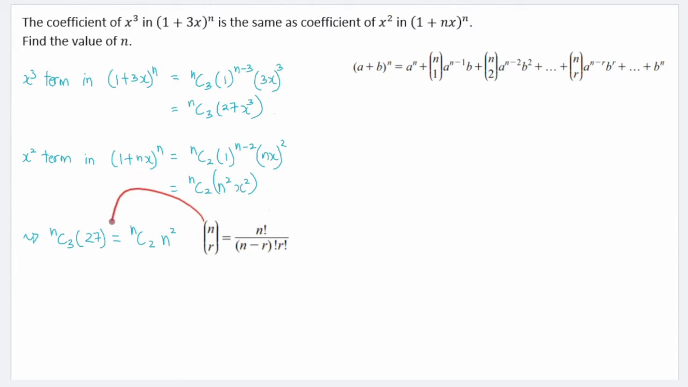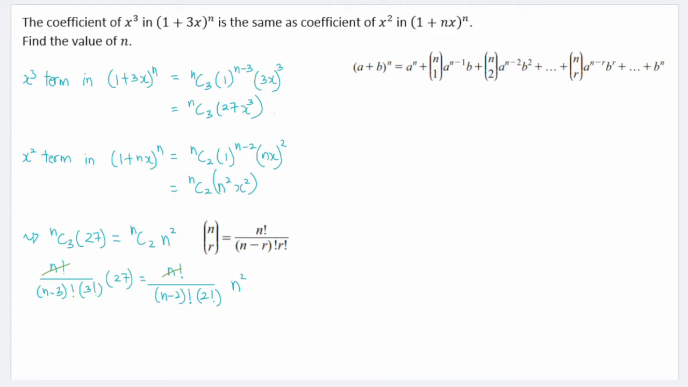Applying the formula in this case, that will give us nC3 is n factorial divided by (n minus 3) factorial divided by 3 factorial, multiplied by 27, equals nC2. nC2 is n factorial divided by (n minus 2) factorial multiplied by 2 factorial, and this again multiplied by n squared. First of all, we can easily cancel the n factorial since they are common terms on both sides of the equation.